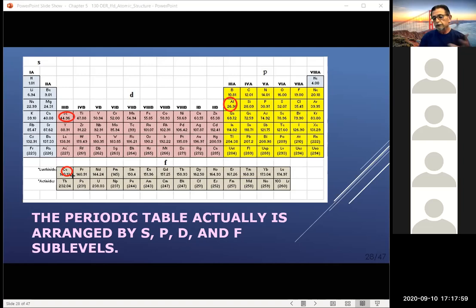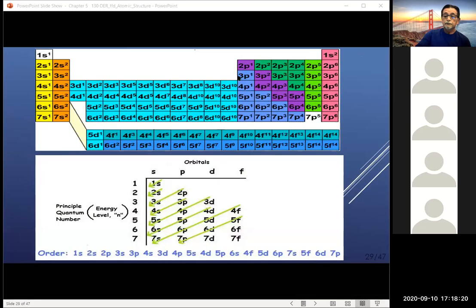Now, the likelihood of you guys doing the F is pretty low, possibly maybe a couple of D's, at least in the 4th period. But be familiar with the S and the P for sure. Okay. Now, what this does is use the periodic table.